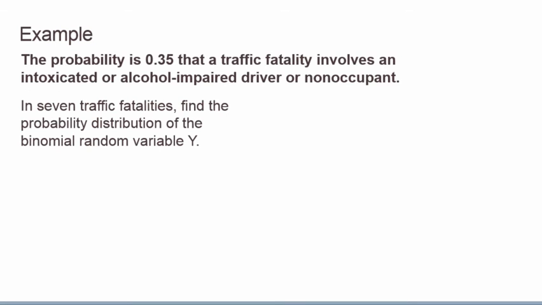Example: the probability is 0.35 that a traffic fatality involves an intoxicated or alcohol-impaired driver or non-occupant. In 7 traffic fatalities, find the probability distribution of the binomial random variable y. As always, we need to find n and p. P is our probability of success, 0.35, and n is our sample size, 7. We want to create our binomial probability distribution.